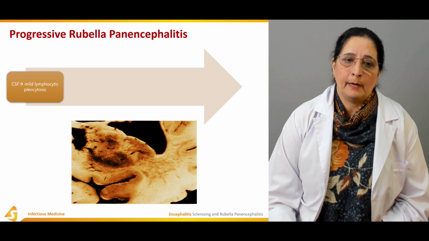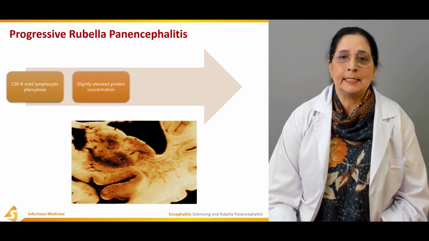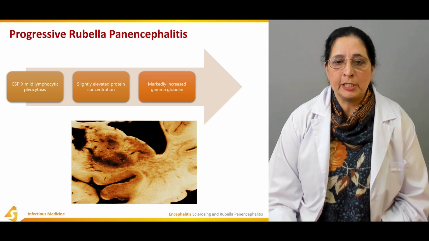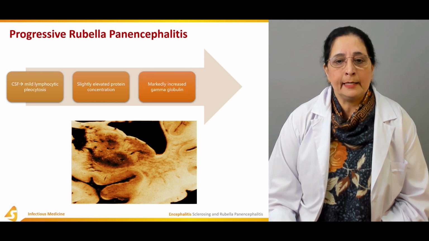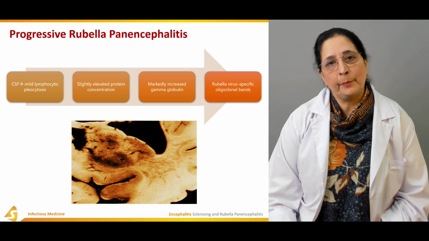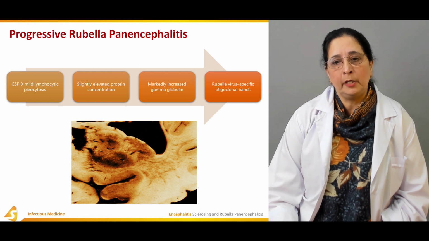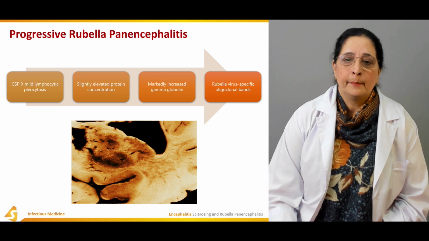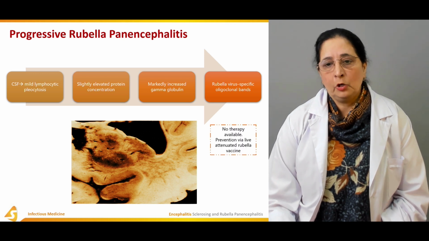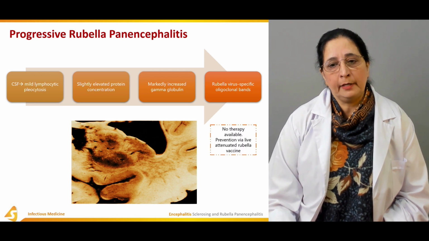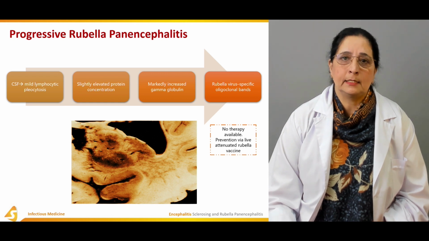CSF shows mild lymphocytic pleocytosis, slightly elevated protein, markedly increased gamma globulin, and rubella virus specific oligoclonal bands are present. No therapy; prevention via live vaccine is done.